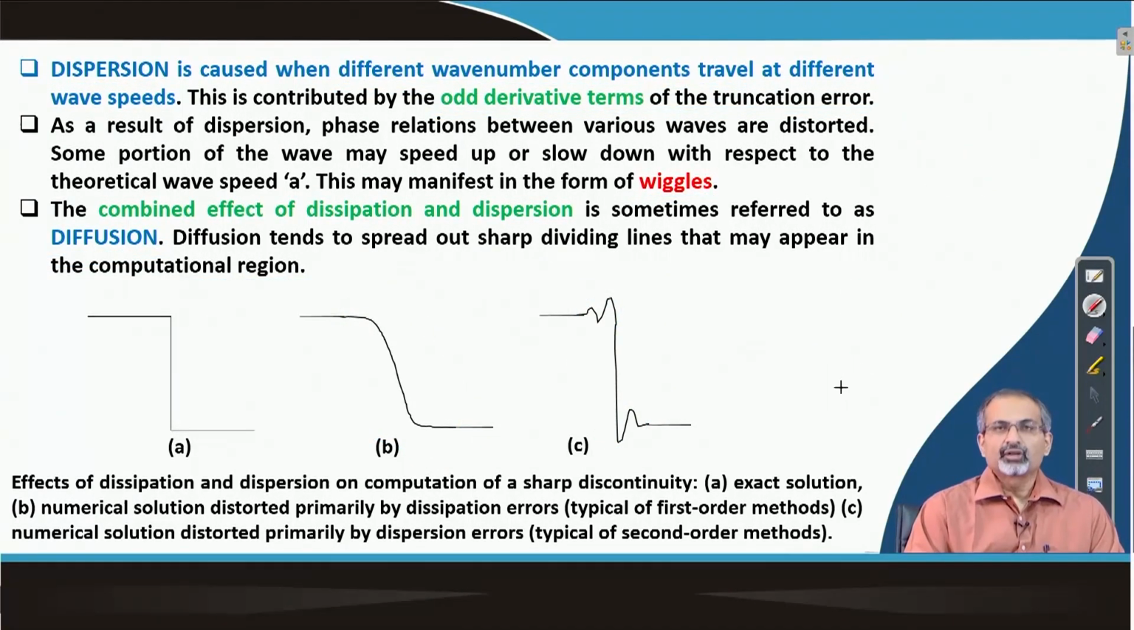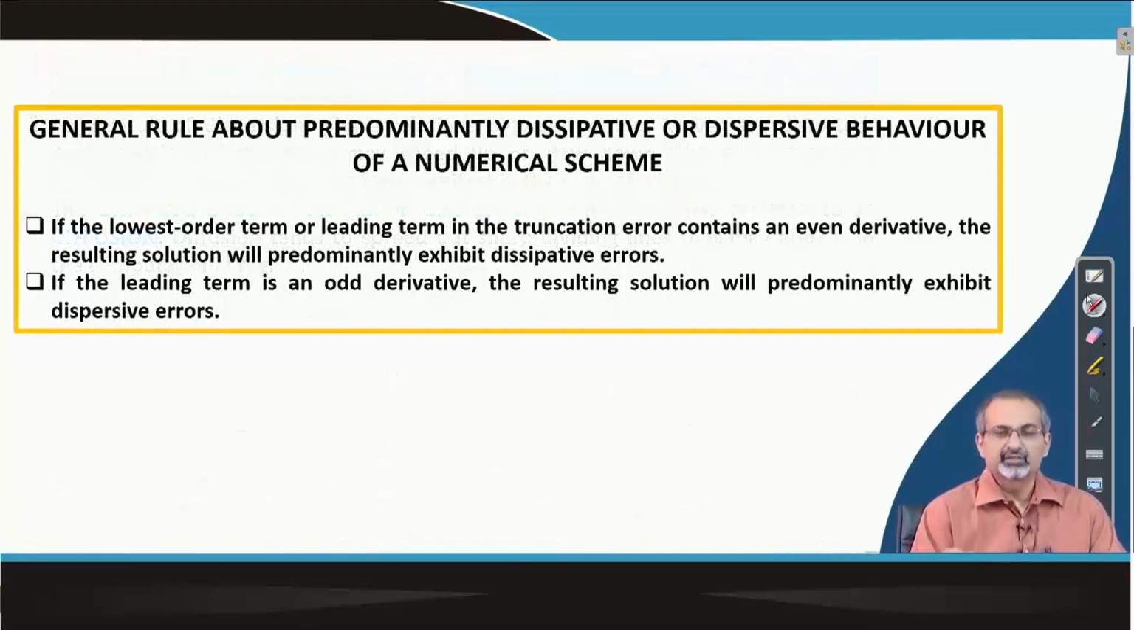Typically, first order accurate methods like FOU would show predominantly dissipation error, while second order methods would primarily show dispersion error. So, we are just trying to harp on the general rule. If the leading term in the truncation error contains even derivatives, then we see predominantly dissipative errors in the solution, while if the leading error contains odd derivatives, then we predominantly see dispersive errors.